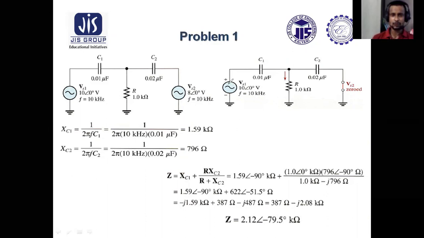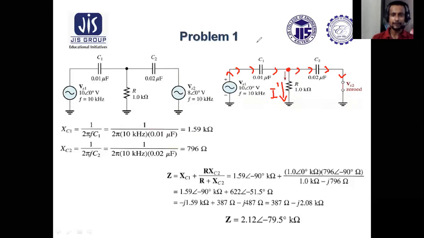So while considering this source, what are we going to find? We are going to find the current through this branch. How should the current flow? Due to this source, a current will start flowing through this path. When the current comes to this point, one current will flow through the R resistor, and another current will flow through the C2 capacitor. So to find current I dash through R due to the VS1 source, we need to apply the current divider rule.